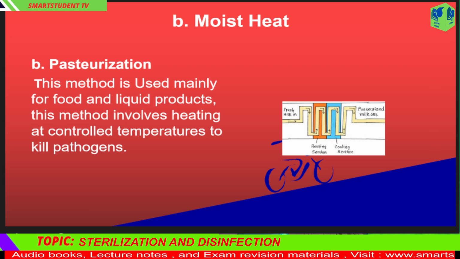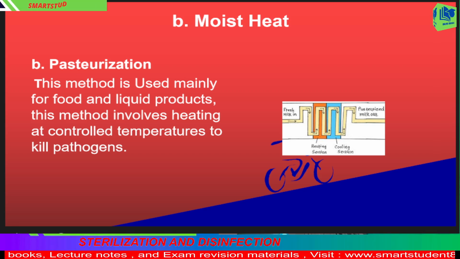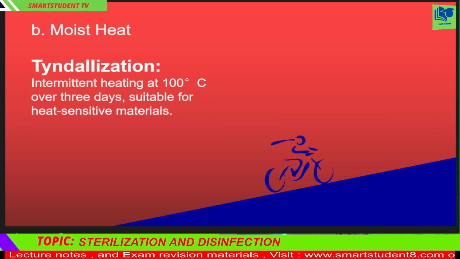3. Tyndallization. This method involves repeated cycles of heating at 100 degrees Celsius over 3 days. It is a method often used for sterilizing heat-labile culture media. It is effective against spores. However, this method is time-consuming.